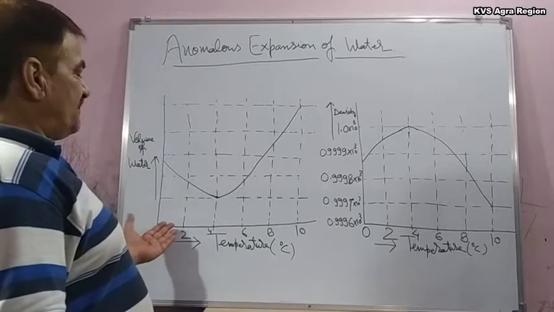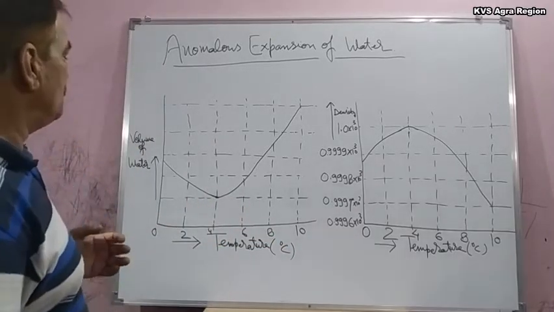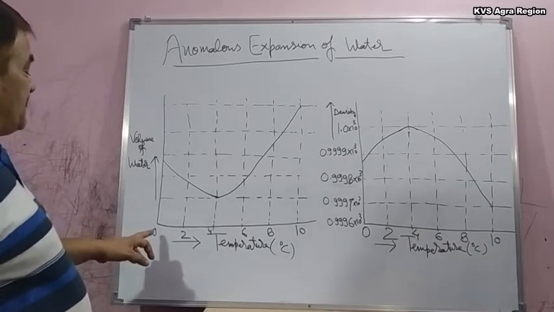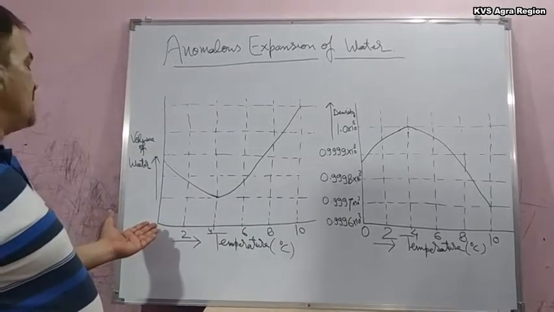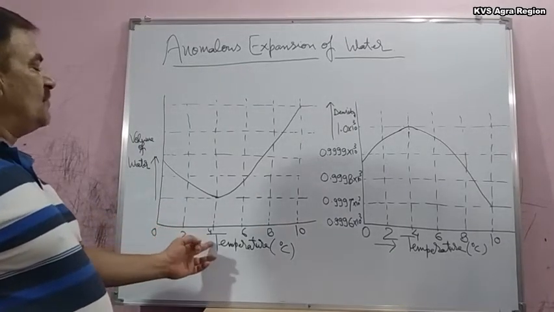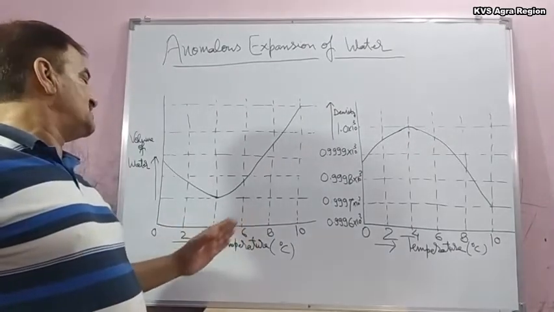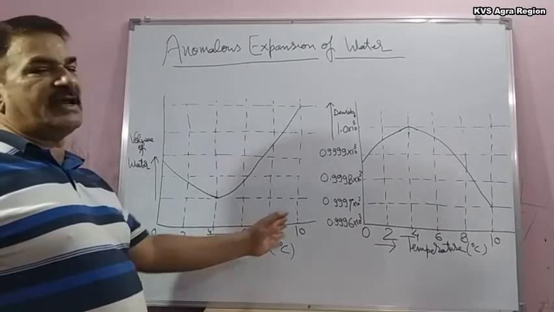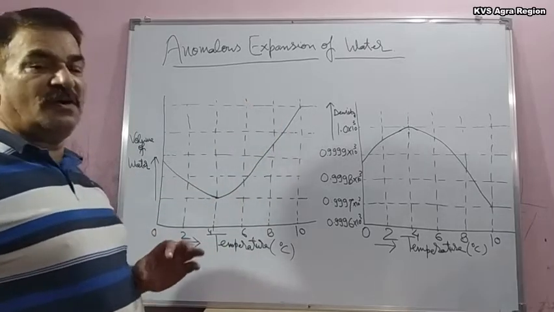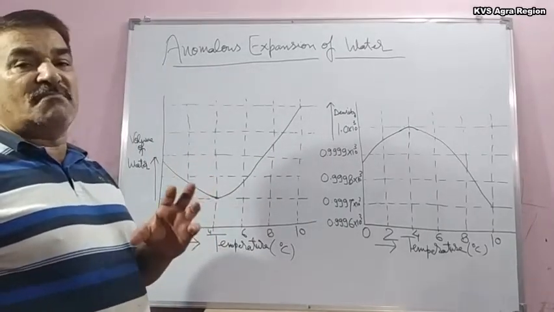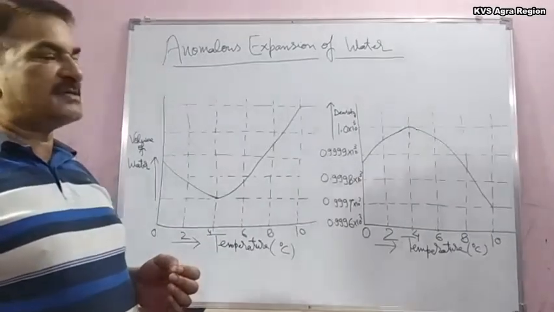On the x-axis we have taken temperature, on the y-axis we have taken the volume of water, and we find that the volume goes on decreasing when the temperature of water is increased from 0 to 4 degrees Celsius. And now when the temperature is further increased from 4 degrees Celsius to 6, 8, 10 and so on, the volume goes on increasing. So for a given mass, the volume of water is minimum at 4 degrees Celsius.